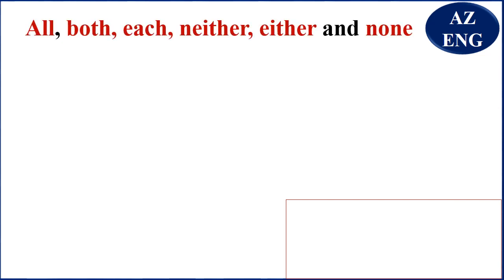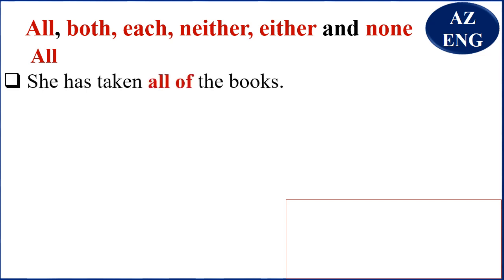Then here, what I want to talk about is the use of all, both, each, neither, either, and none. Let's start with all. There are ways that you can use the words and give the same meaning. For example, I say she has taken all of the books.